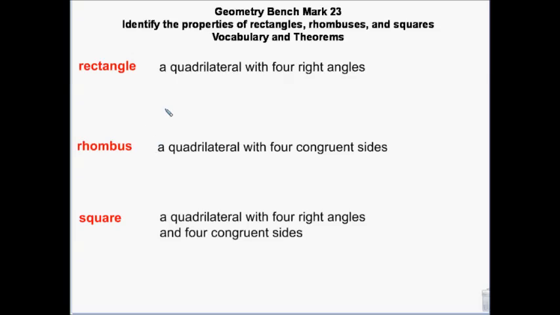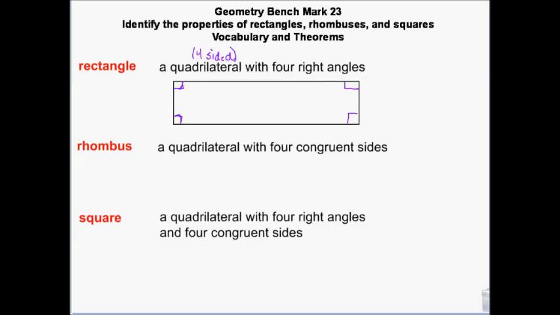The definition of a rectangle is a quadrilateral, so four-sided, with four right angles. So, four right angles. Okay, that's the technical definition of a rectangle.